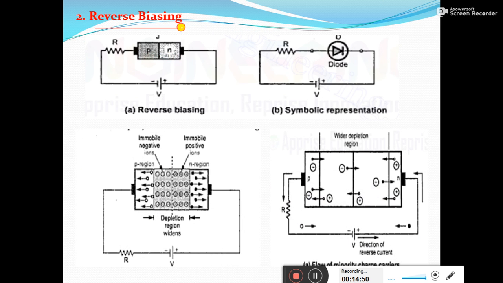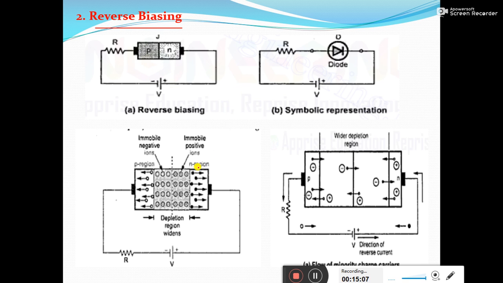Next one is reverse biasing. Reverse biasing is exactly the reversal of the previous case. Here the p type is connected to the negative terminal of the battery and the n type is connected to the positive terminal of the battery. I can say the diode is operated in reverse bias fashion.